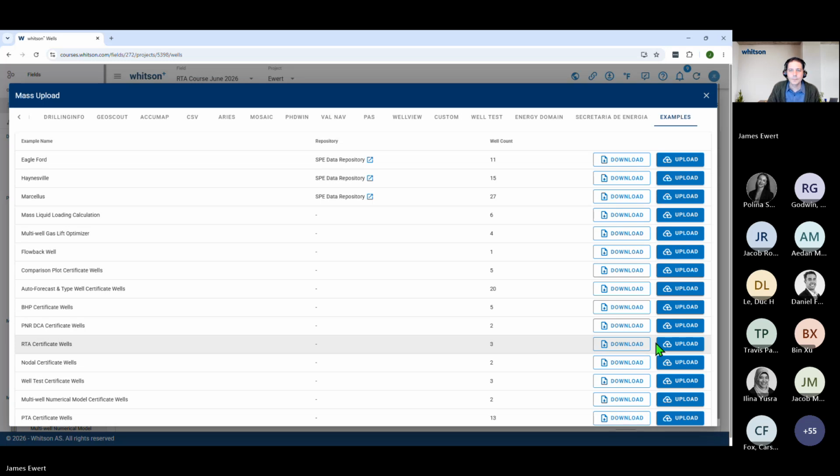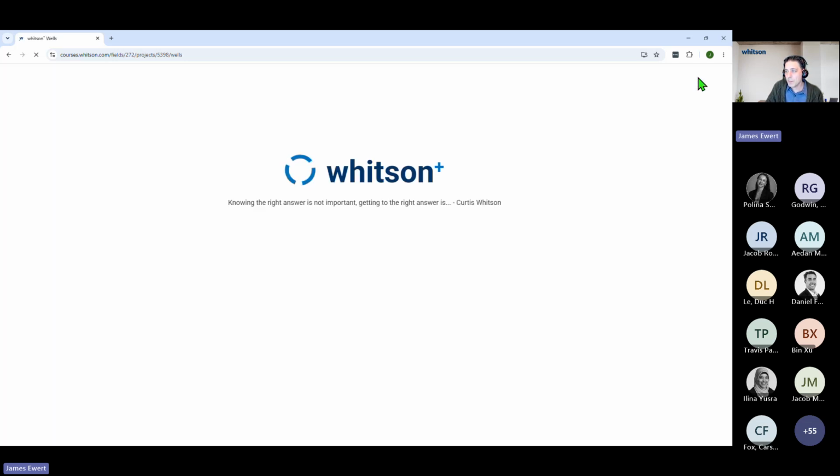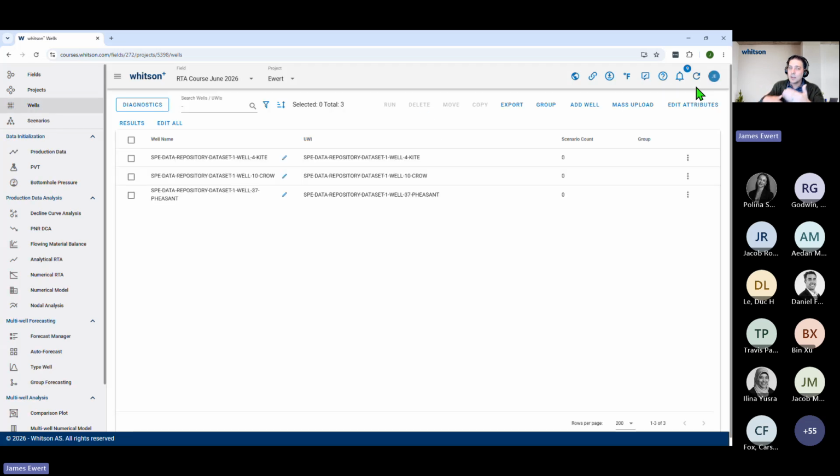Now, once it's done, I'm going to click the X here, and I should see the 3 wells here. Now, if you did those steps and you don't see the wells just yet, what you want to do is refresh your browser, either by hitting Control R or clicking the refresh button at the top right. And then as the wells get loaded, you should see them in your project. Let's give everybody a moment to do that. Click the refresh button if you don't see your wells.